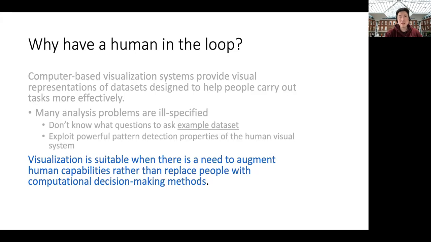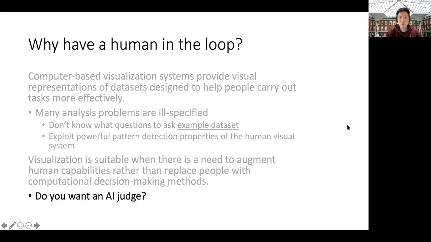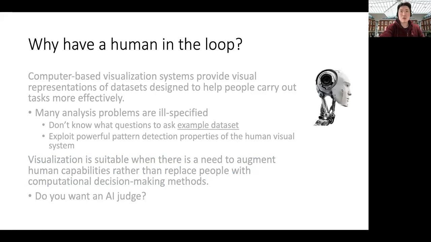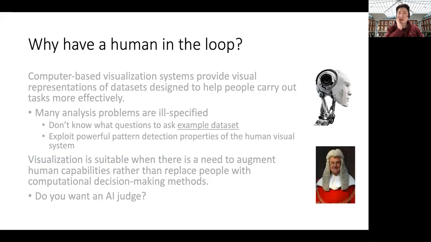But in some other cases, you might still want a human involved. For example, do you want an AI judge? Do you want an algorithm to make sentences or decide whether a person is guilty or not, completely without any human involvement? Or do you still want a person involved in the process? The algorithm can potentially support the judge, providing certain information or help, but the final decision is still up to the human, which is the judge in this case.